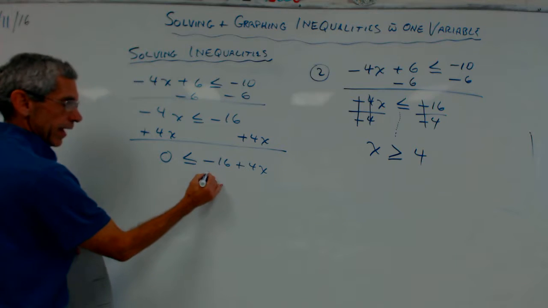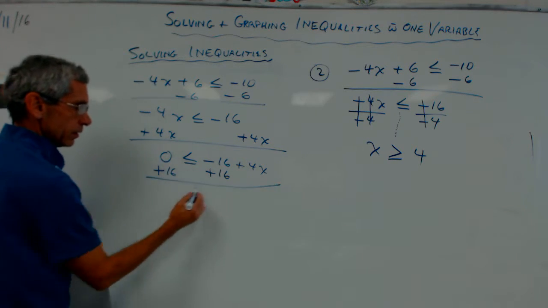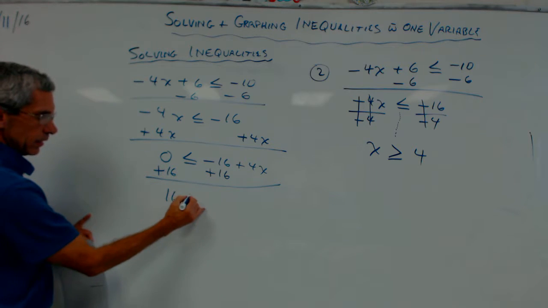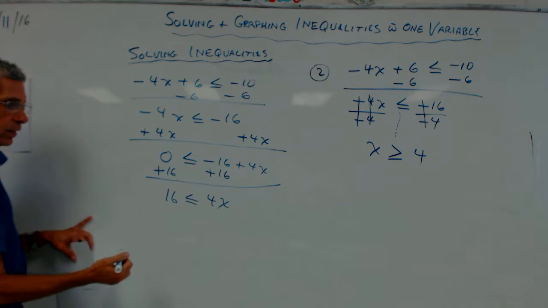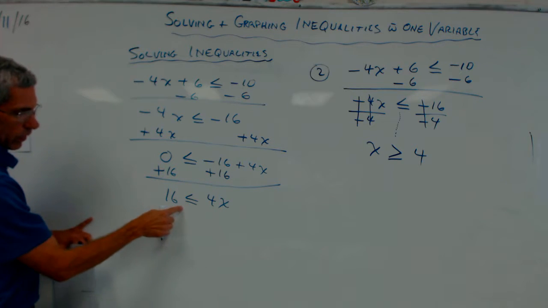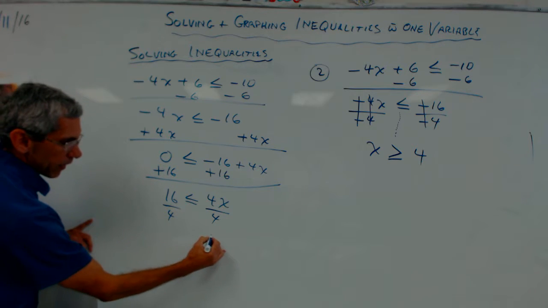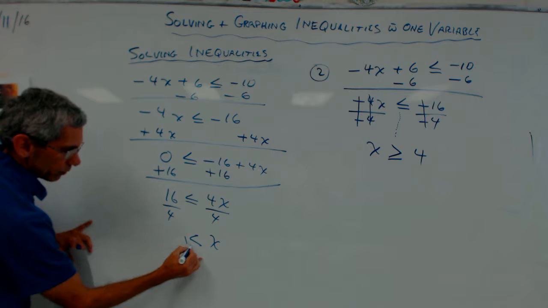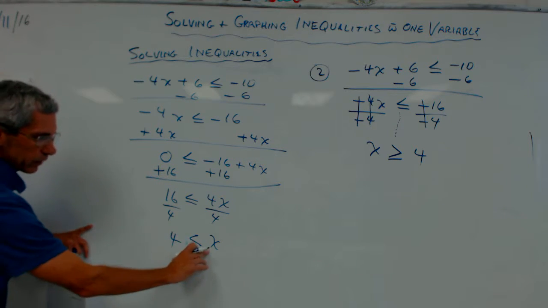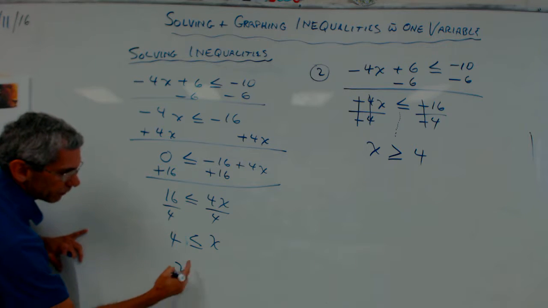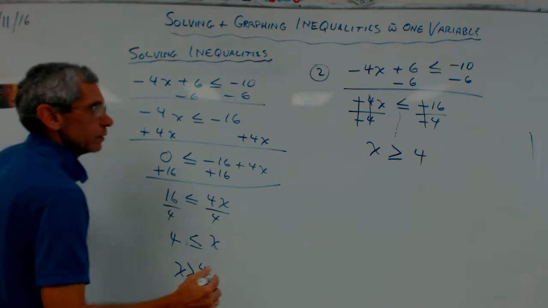Now I'm going to add 16 to this side. And then I've got 16 is less than or equal to 4x. Okay, I get it now. Notice 4x is greater than or equal to 16. If I divide by 4, I've got x is greater than or equal to 4. You see what I mean? If I put the x on the left, the big mouth is towards the x, 4.